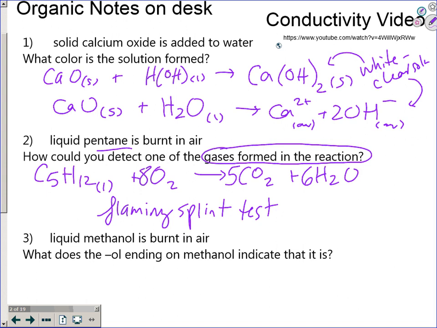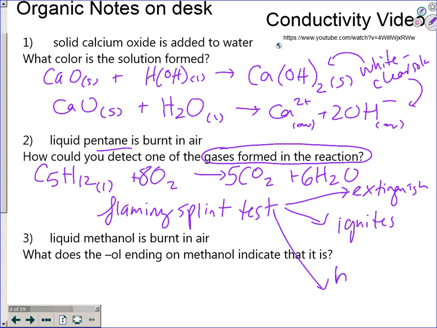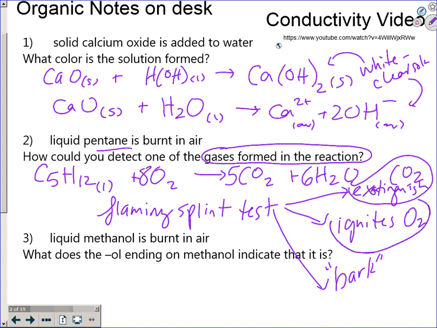There are 3 possibilities for this, and some of you maybe did this in Scottish Chem, some of you maybe didn't. If the flaming splint extinguishes, it's going to tell us one thing. If it ignites, it's going to tell us something else. And if it barks, like makes a pop sound, we call it a hydrogen bark, it's going to be another gas. So which one will extinguish? CO2. Which type of gas will ignite the flame? Oxygen, because oxygen causes a flame to glow brighter. And then the last gas will be hydrogen.